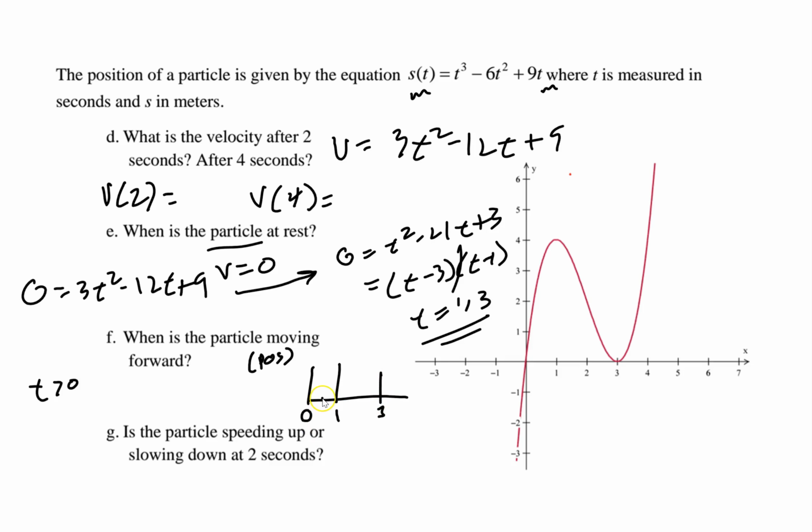Right? You put a little test point before 1, like 1/2, plug into the derivative. I plug in 1/2, I get negative, and I get another negative. A negative times a negative is a positive. Plug in 2, I get a negative, and I get a positive, so that's a negative. Plug in something like 4. So I circle these things, by the way, so I keep myself straight. I get positive and positive. So when is it moving forward? Looks like from 0 to 1, and 3 to infinity.